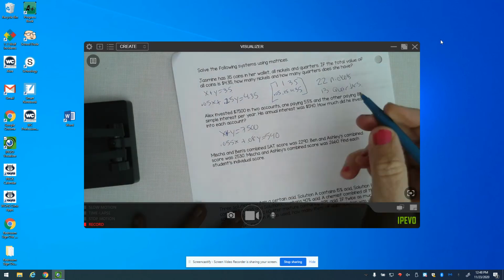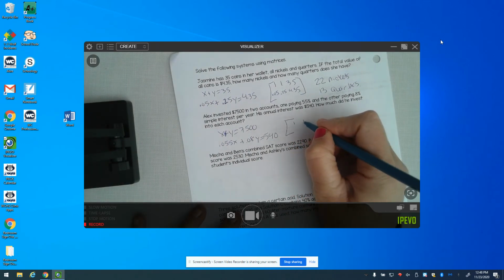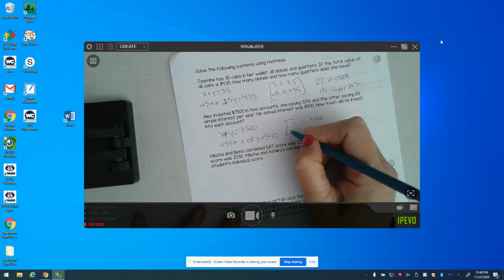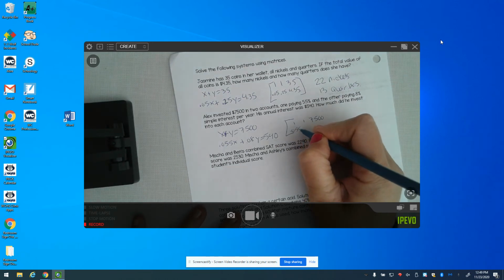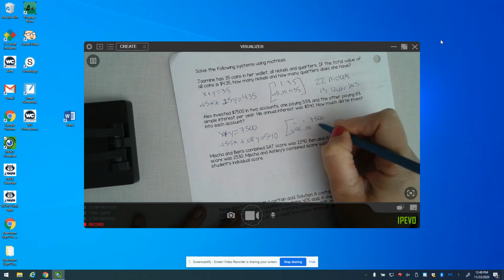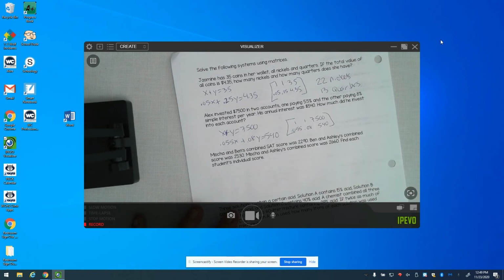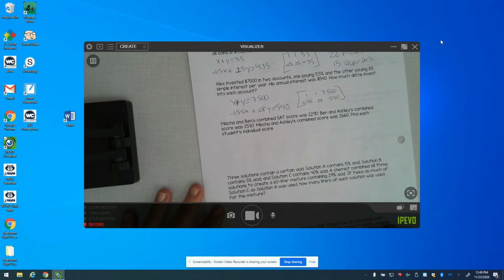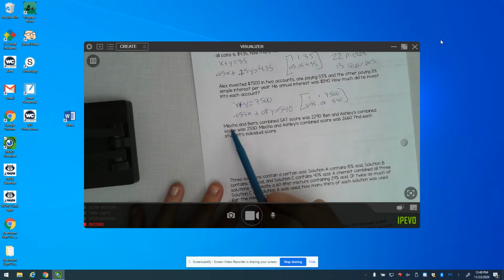So go ahead and set up your system. You just need to type that into your Desmos. I'm going to go ahead and write all these out, and then I'll do the answers at the end. So next one, let's see.